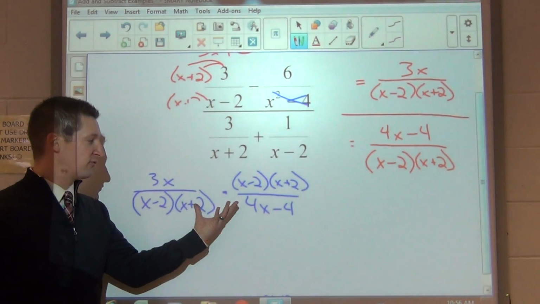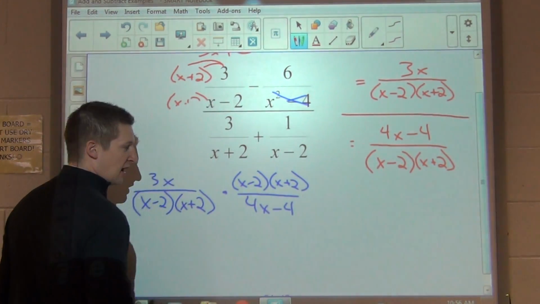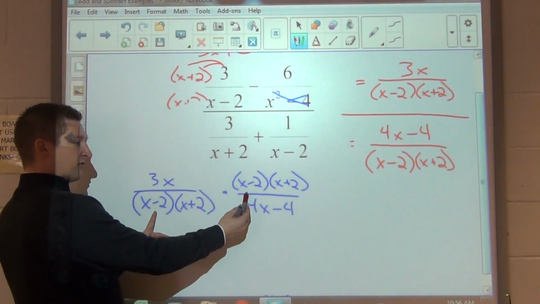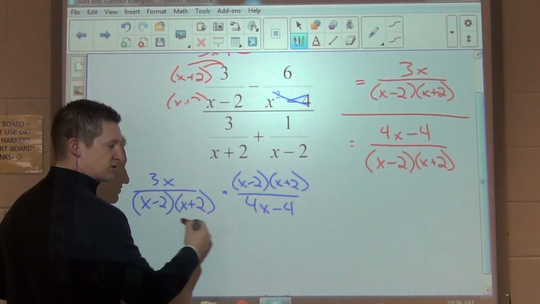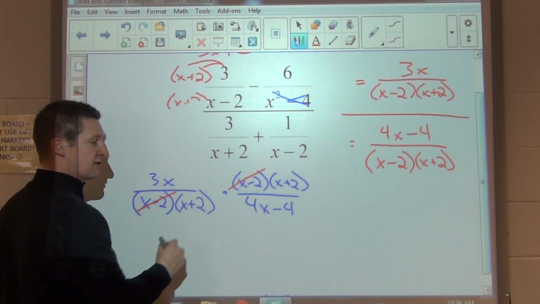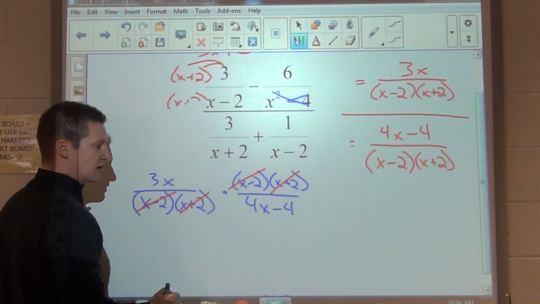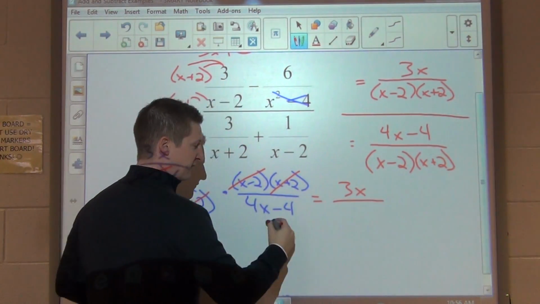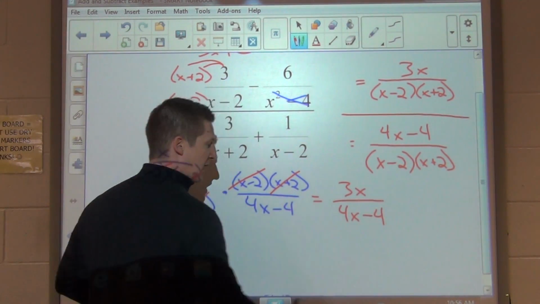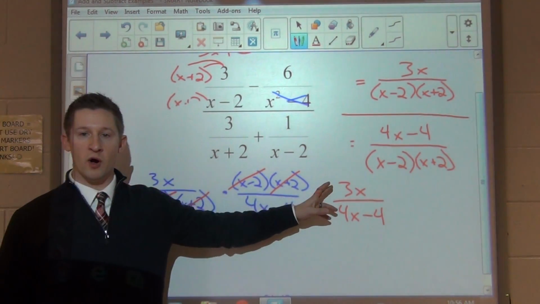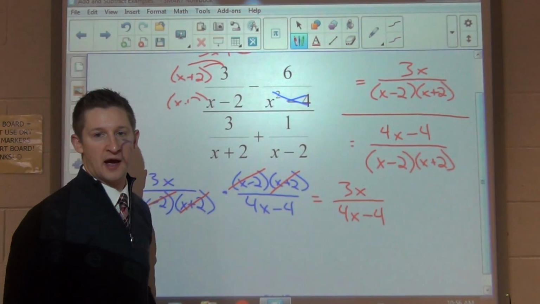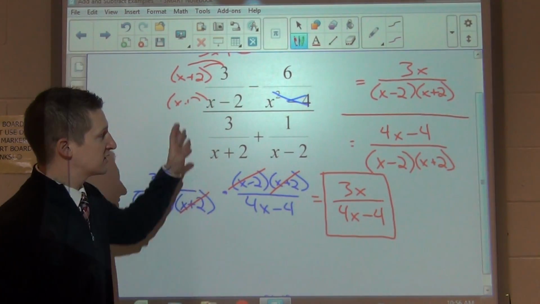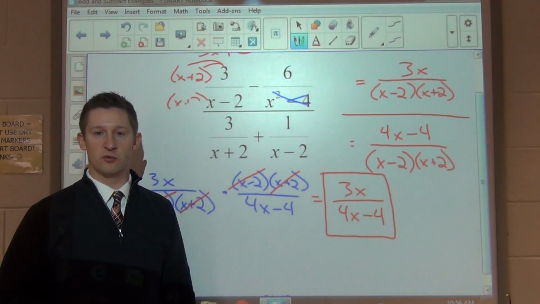Now I'm multiplying two fractions together. Well, if I'm multiplying, I can cancel or divide out any common factors. I see that I have a common factor of x minus 2, and again, this is all multiplication, so this is okay. X minus 2 cancels. X plus 2 cancels. That's going to leave me with 3x in the numerator and 4x minus 4 in the denominator. I now have one fraction with one numerator and one denominator. I have finished simplifying that original complex and scary looking fraction that we started with.